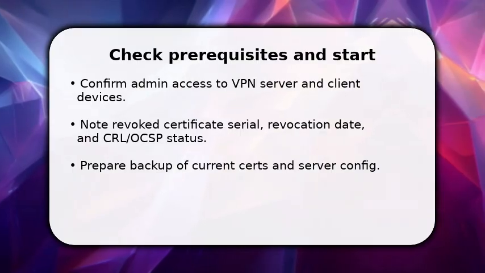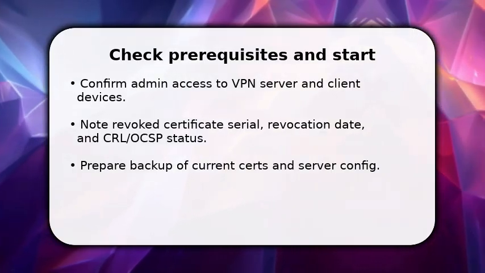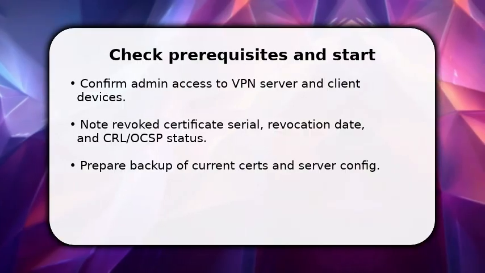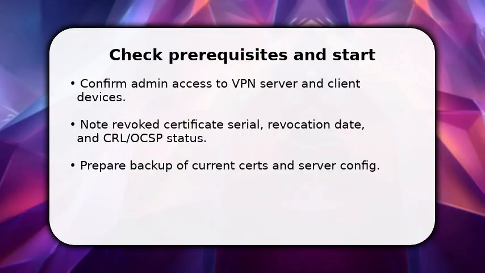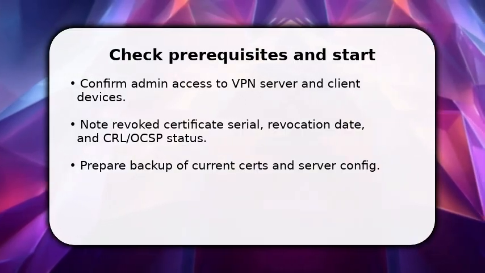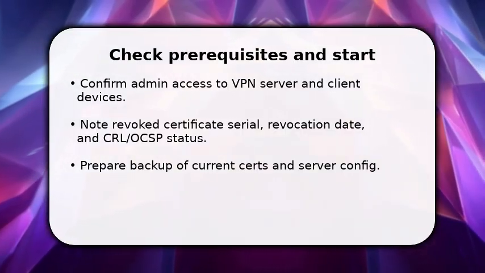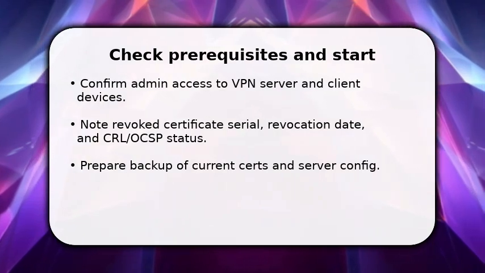Once done, verify OCSP and CRL endpoints are reachable from the server and client. Make sure time and time zone are correct on both sides. Certificate validation fails when clocks differ. Now stop the VPN daemon briefly to avoid new connections during repair.